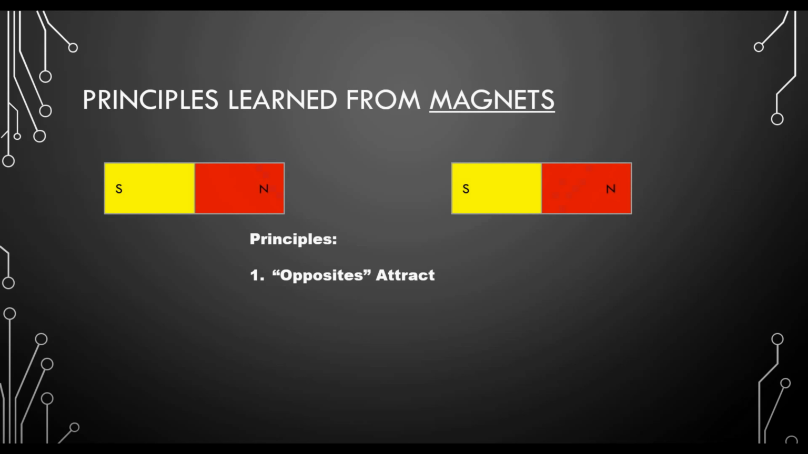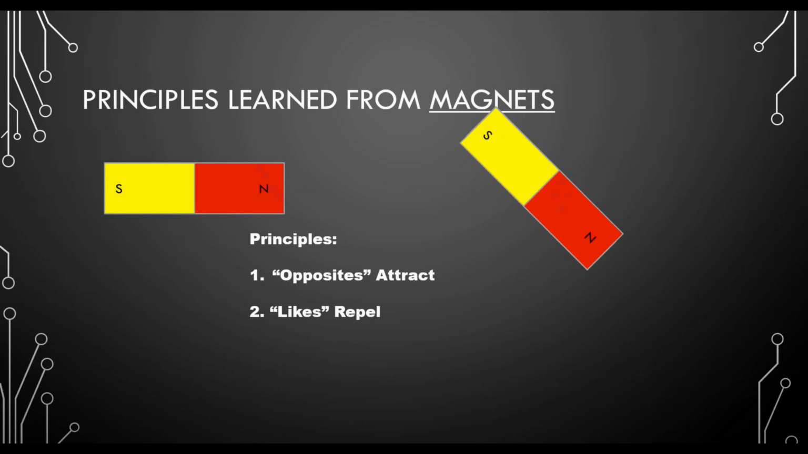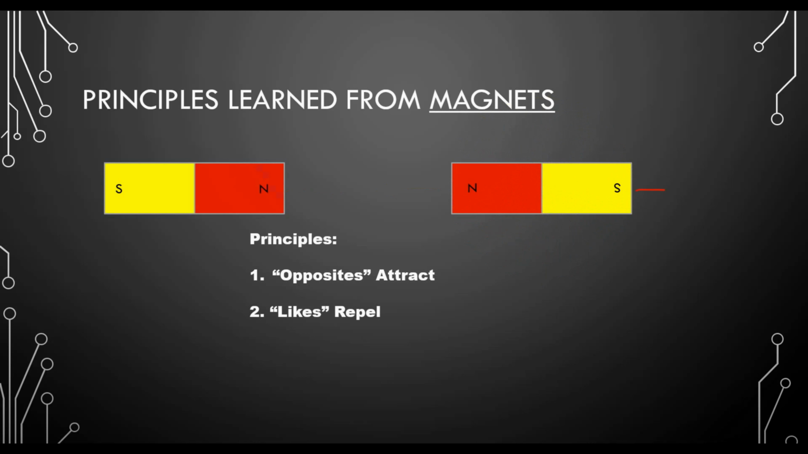If we have two magnets, we're first going to know that if there's a north side and a south side facing, or opposite sides, they're going to attract. We further know that like sides are going to repel, and so if we have a north and a north side, this magnet's going to go this way, and this magnet's going to go this way.